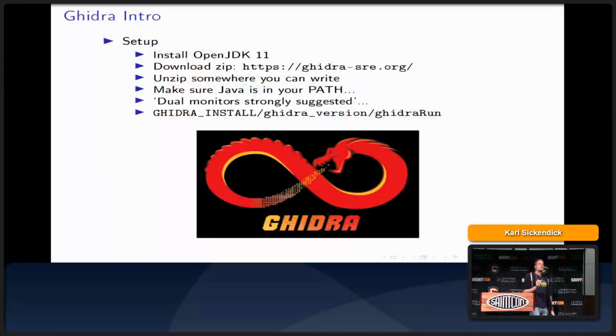So how do you set it up? Download it, install OpenJDK 11, unzip Ghidra wherever you want, and go in there and execute ghidraRun or ghidraRun.bat if you're on Windows. It's a Java application, so it works everywhere. Dual monitors is strongly suggested. So if you need a reason for your boss to buy you a second monitor, you can parrot that, and I'm sure the funding will just fly off the shelf.